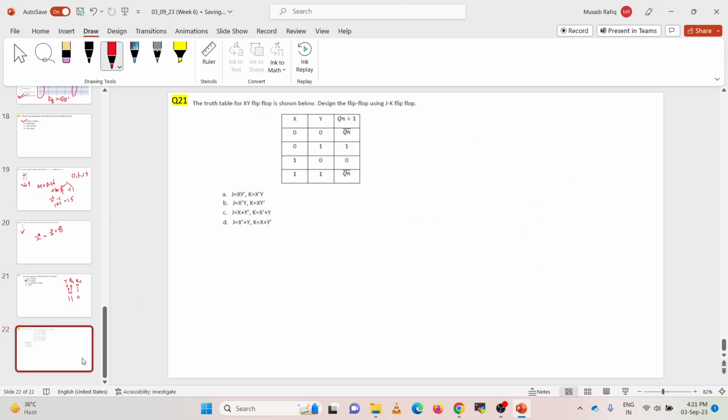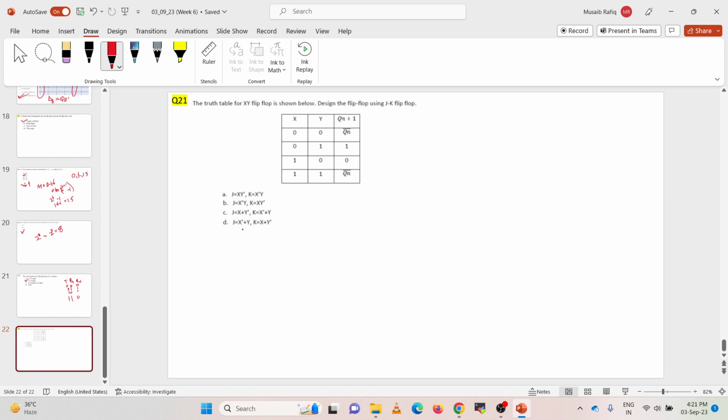Now this is the last question of today's live session. I would like you guys to do it first. It will take 5 to 6 minutes. Then I will show the solution. It says that the truth table of XY flip-flop is shown below. So you are given the truth table below. Design the flip-flop using JK flip-flop. So you have to design the below flip-flop using a JK flip-flop.